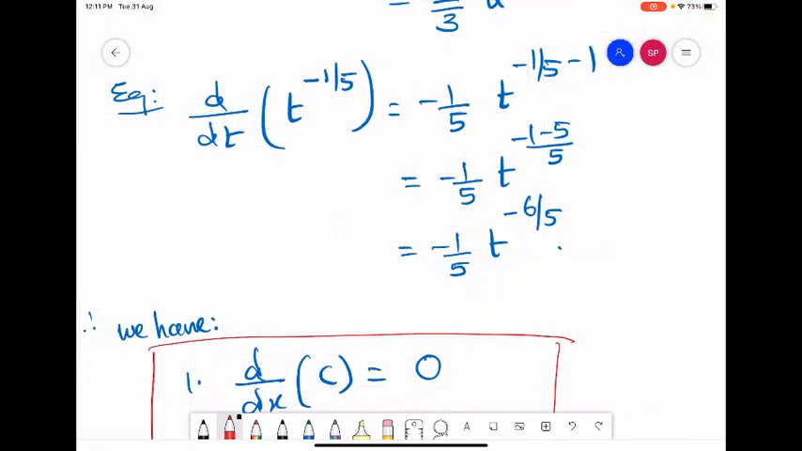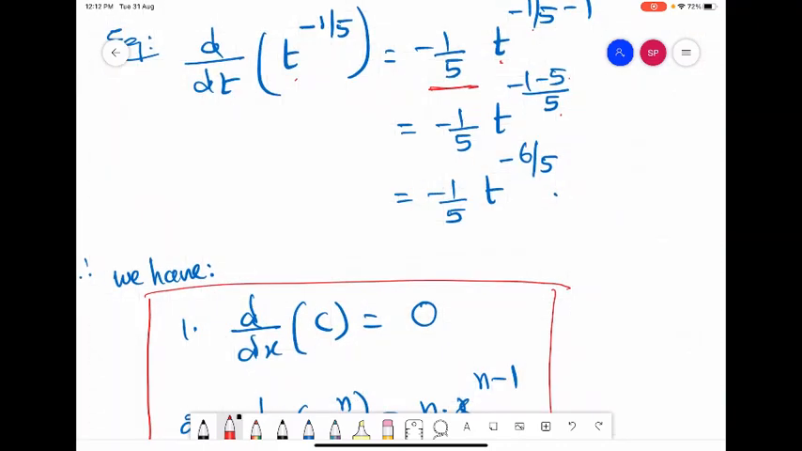Similarly, I take another one, d by dt of t power minus 1 by 5. Now I have taken a function of t. Again, observe this as t power n. The formula for the derivative is n into t power n minus 1. Here n is minus 1 by 5, so minus 1 by 5 into t to the power of minus 1 by 5 minus 1. That is minus 1 by 5 into t to the power of, taking LCM, minus 1 minus 5 by 5, which is minus 6 by 5. Hope you understand the derivative of x power n formula.